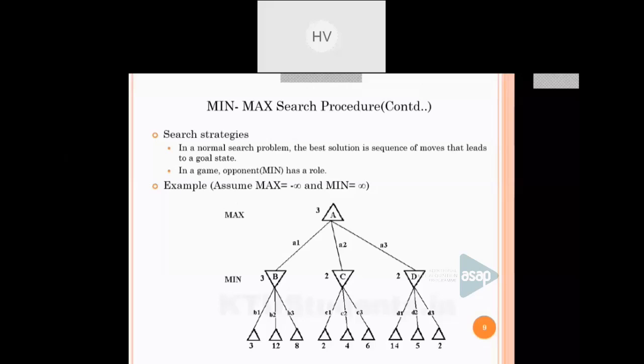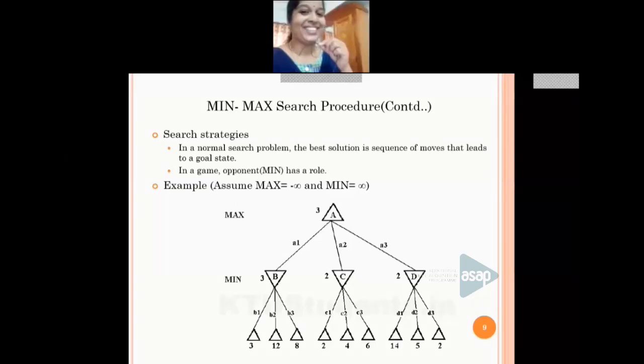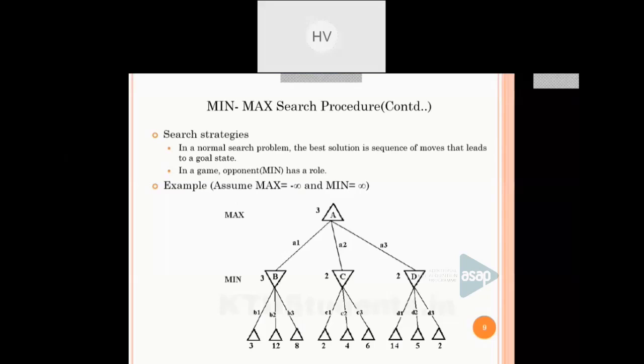Now we are calculating for max, so we have to take minus infinity. Before, we compared the min value. Now we have to compare the max value of B, that is 3, and minus infinity. Instead of infinity, you have to compare it with minus infinity. The maximum of 3 and minus infinity, the resulting value, will be 3.